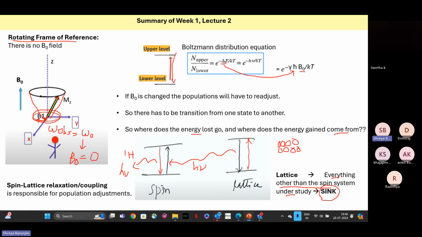So when we change the magnetic field B0, the upper by lower population ratio is changing, and this change is happening by this kind of transition, which is enabled by the presence of the lattice. So this process is called spin lattice relaxation or coupling, and it is responsible for population adjustments.